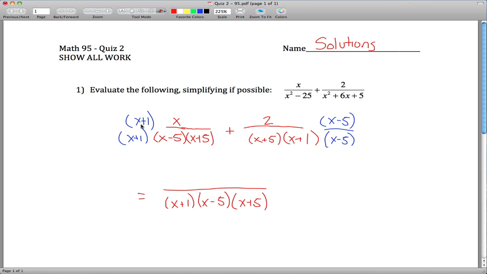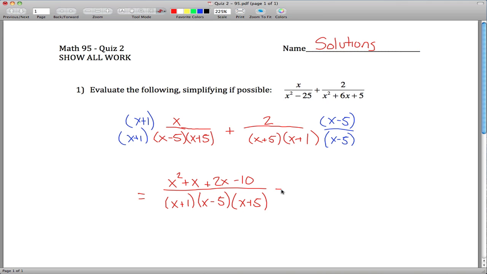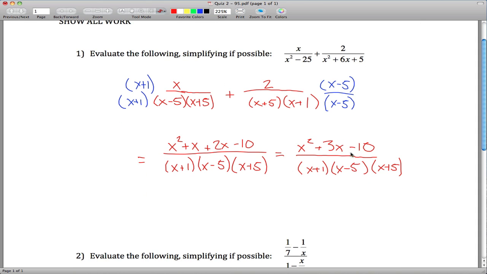And up top, x times x plus 1 gives us x squared plus x if you factor that through. And 2 times x plus 5 would give us 2x plus 10. And now if we combine like terms, you got x squared, x plus 2x is 3x, and this minus 10. And if you got to here, you're doing pretty good. Turns out there's still one more step we can do. This is the right answer in a sense, but it's just not simplified.